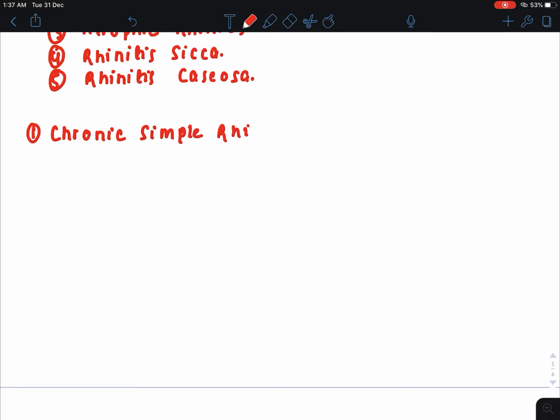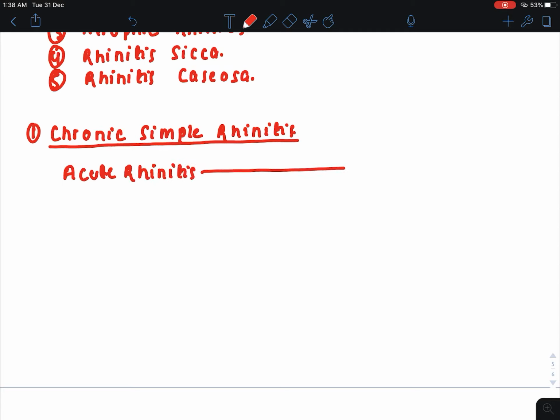So dealing with the first type, that is chronic simple rhinitis. How does chronic simple rhinitis occur? Acute rhinitis gets converted to chronic simple rhinitis when the infection is prolonged or recurrent.